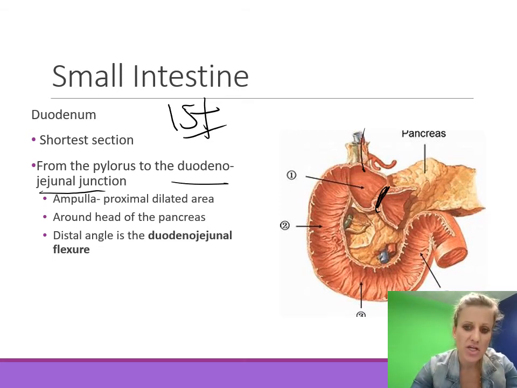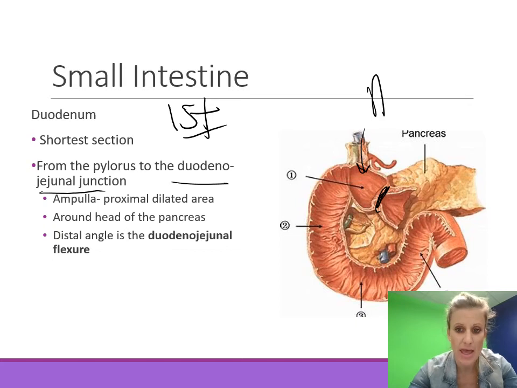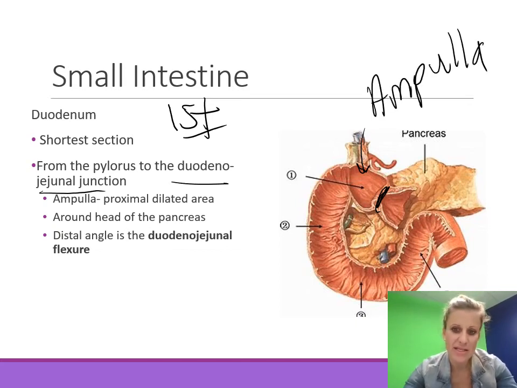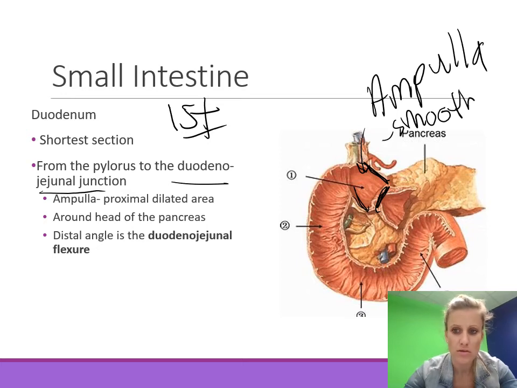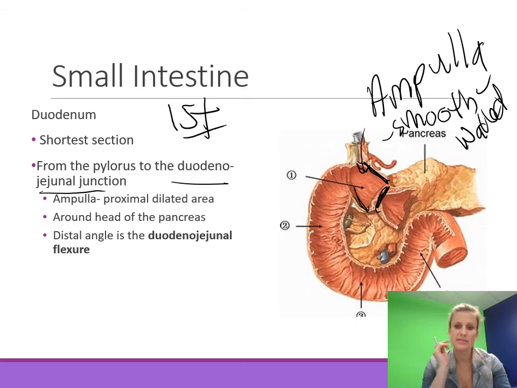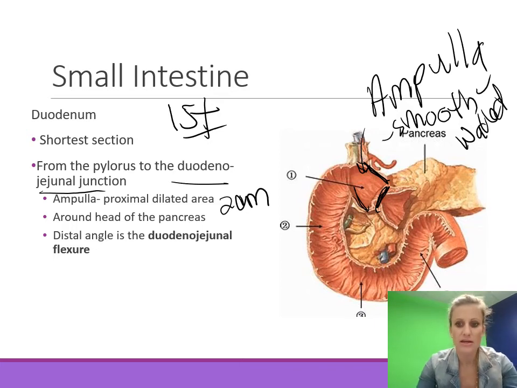But the first section you can see here referred to as the ampulla is this proximal kind of dilated area. It's smooth-walled compared to the rest of the small intestine. And again, this is just the first 2 centimeters that connects to the pylorus, or it receives content from the pylorus of the stomach.